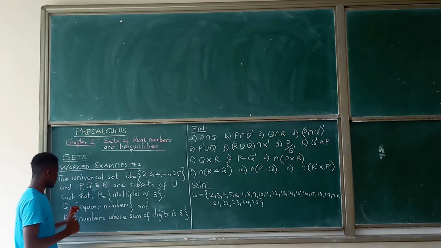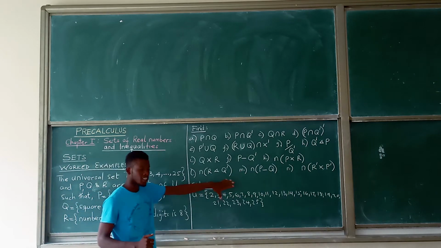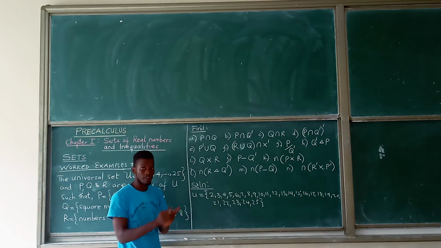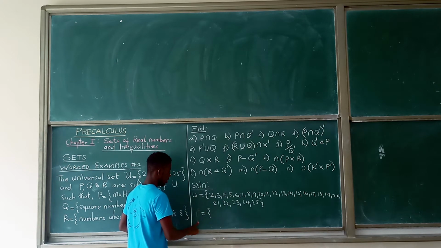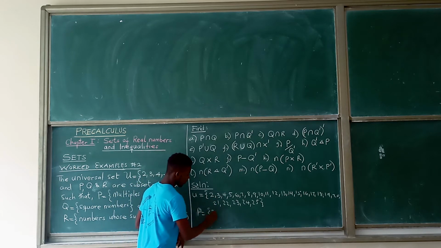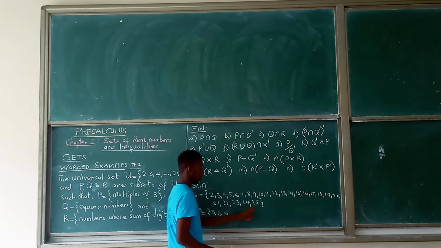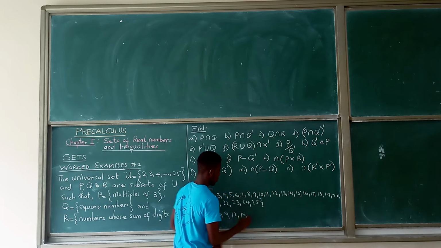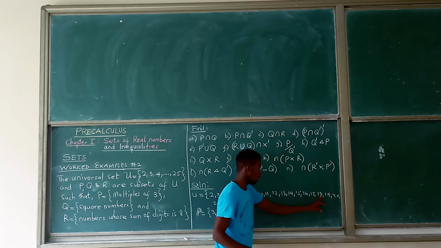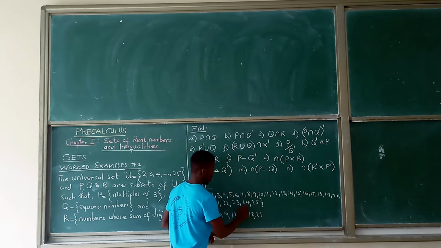From there, we look at set P, which includes multiples of 3. So the universal set is our guideline now. So we are taking all of the multiples of 3 from the universal set. So set P will be equal to, now, the multiples of 3 are 3, 6, 9, 12, 15, that's 18, 21, and 24.